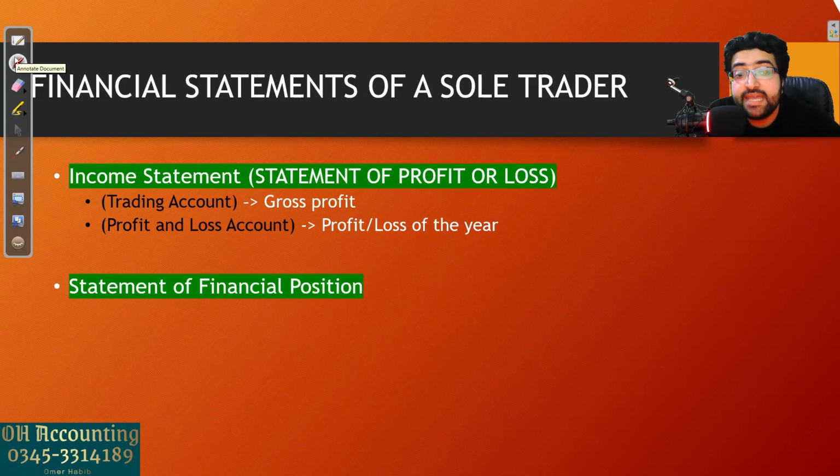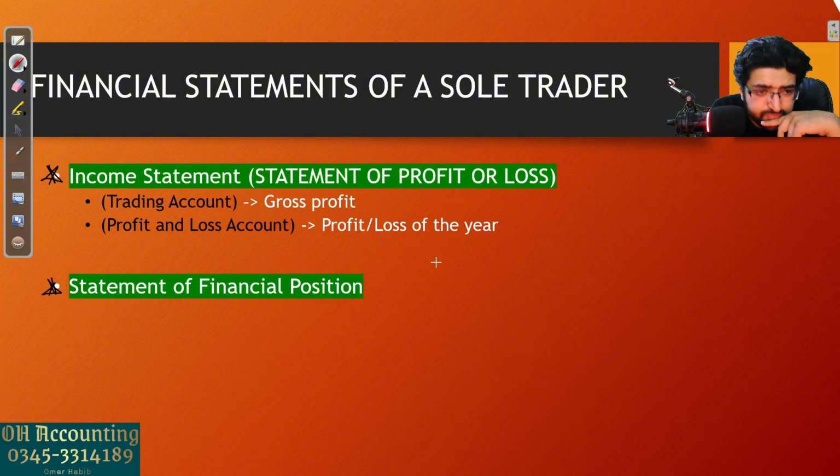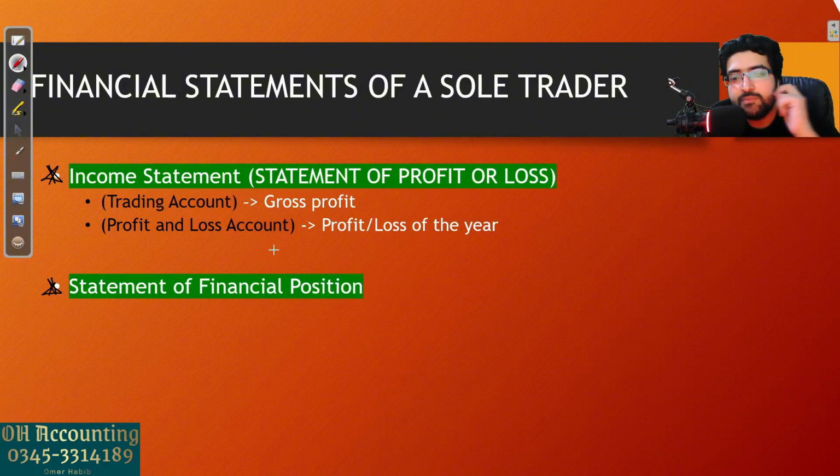The main and important part, the financial statements of a sole trader. We have two statements which we have to cover in this topic: the income statement and the statement of financial position. The income statement is now called the statement of profit or loss. That's the new name which we have to use, but you can also call it income statement. The income statement is subdivided into two sections: the trading account section and the profit and loss section. I will show it to you and then it will be more clear.